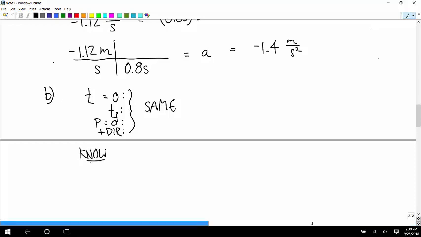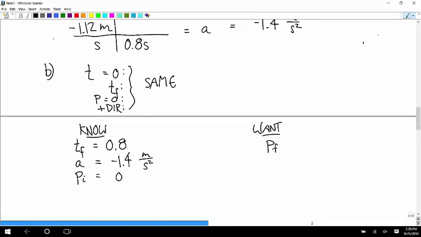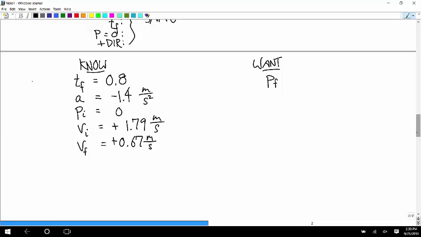So what do we know? We know time final is 0.8. Now we know the acceleration is negative 1.4 meters per second squared. The initial position is 0. The final position is what we're trying to find. The initial velocity is positive 1.79 meters per second. And the final velocity is positive 0.67 meters per second. We're trying to solve for P final.